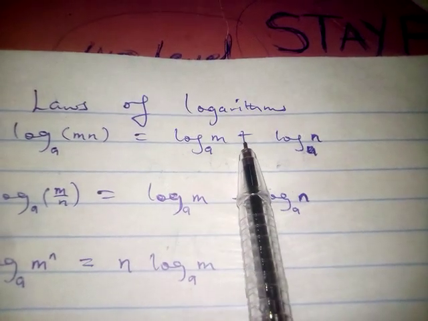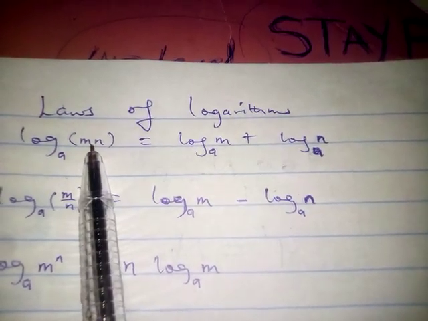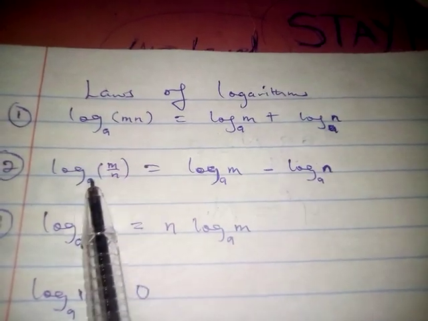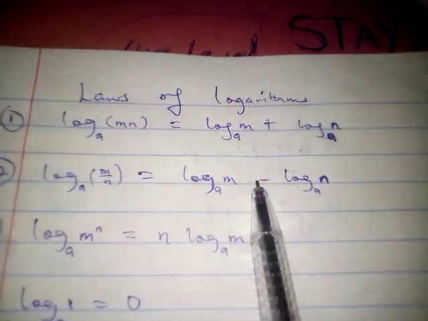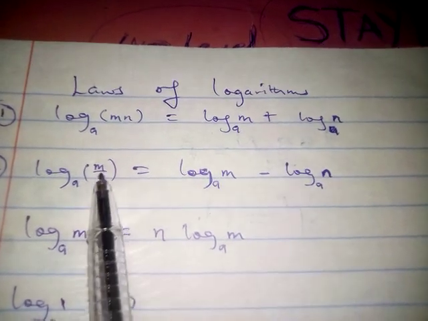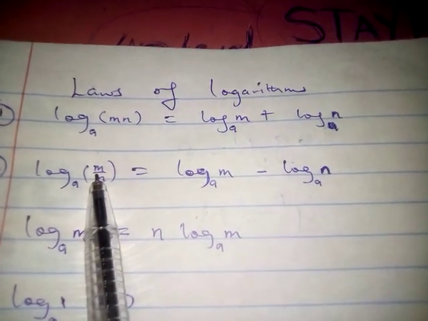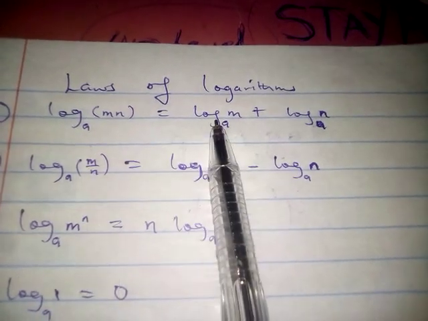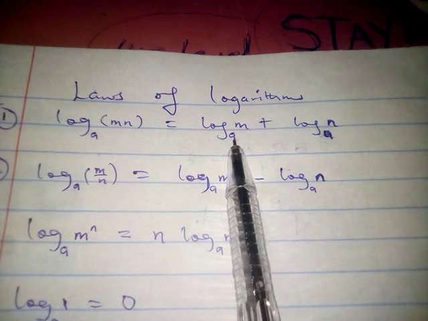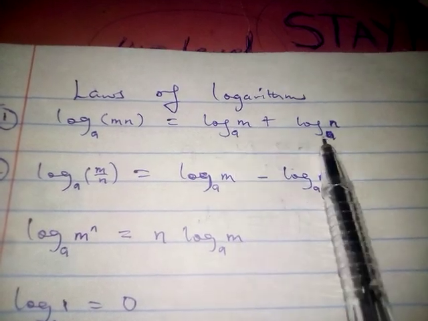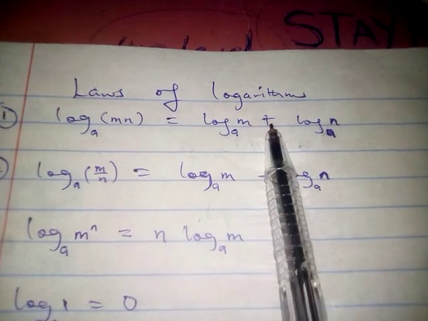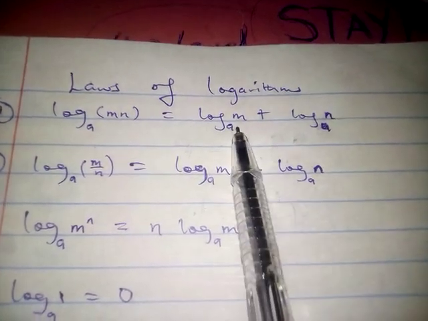The reason why I have plus is because I am multiplying. Same thing goes here: m divided by n with the same base will give us this minus this. The minus is because of the division. Observe that the base here remains the same. I did not change it. There is no a and there is no b, so the base remains the same. So whenever you are given log m plus log n, always remember that the base will remain the same.